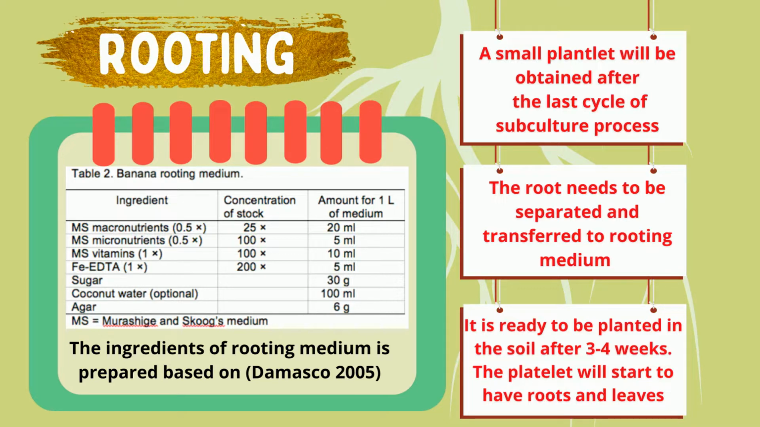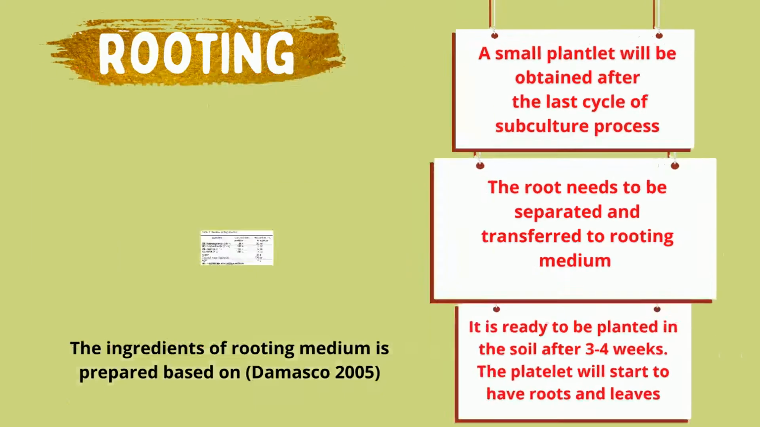Next, the small plantlet will be obtained after the last cycle of the subculture process. The root needs to be separated and transferred to rooting medium. And lastly, it is ready to be planted in the soil after 3 to 4 weeks. The plantlet will start to have roots as well as leaves.